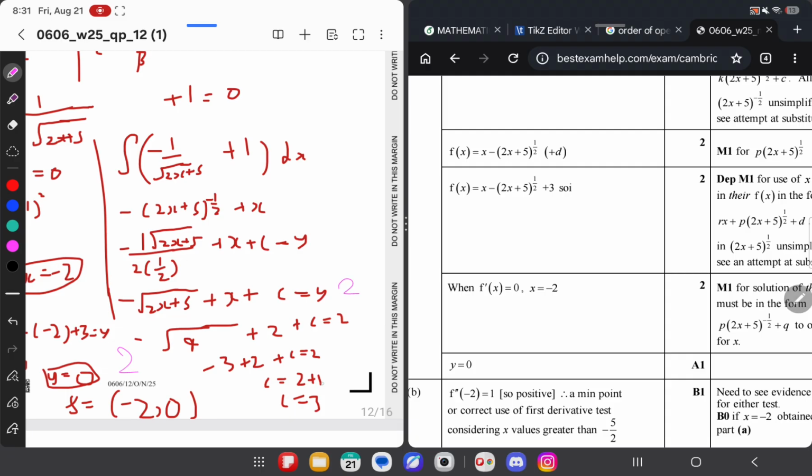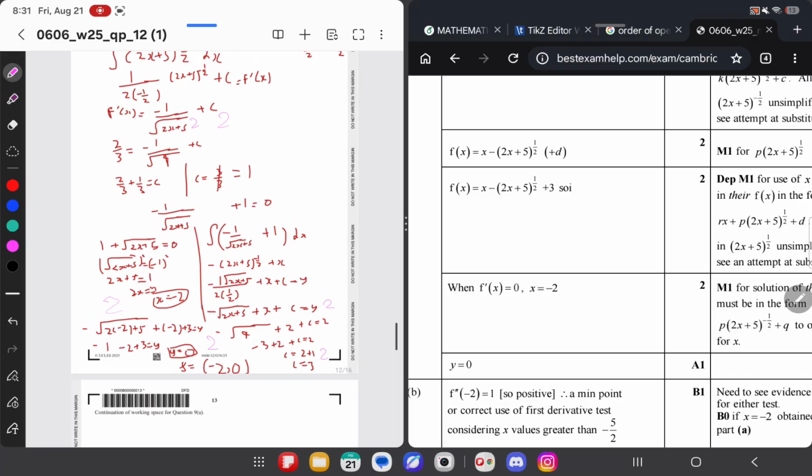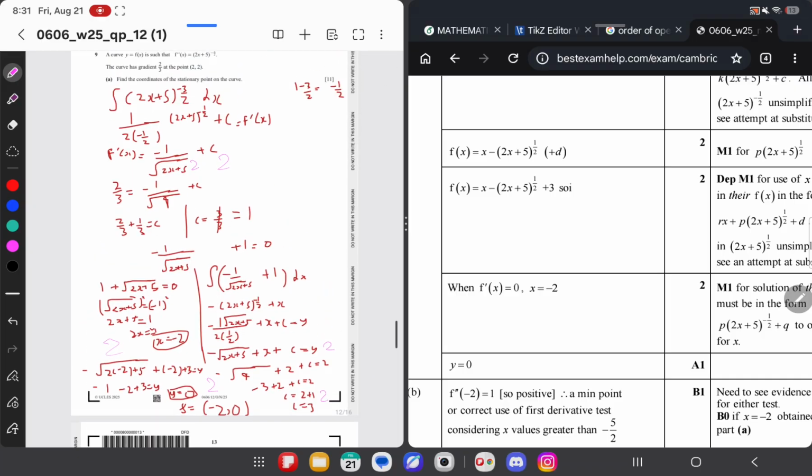Okay, 2. C is equal to 3. 2. Okay, this is out of the box. Out of working. So I hope. Okay, I do not recommend you do working outside the region.